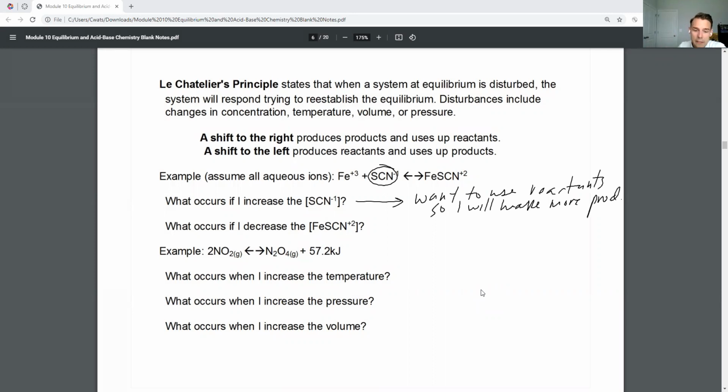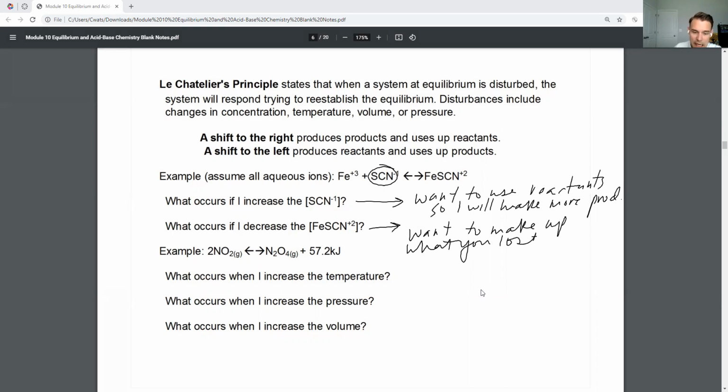What happens if you decrease the FeSCN? Well, if you're decreasing something, you want to make more of it. So in that case, I'm going to shift to the right. You want to make up what you lost. Pretty simple. So now here we've got a new equation here.